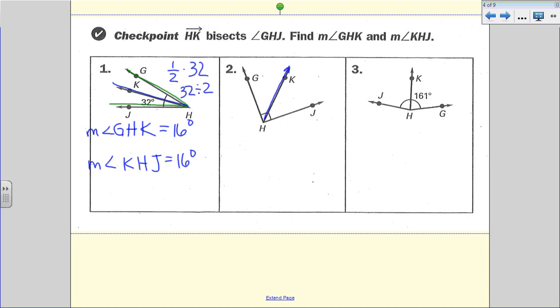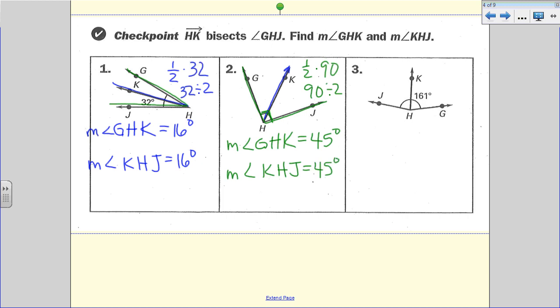HK is the bisector, GHJ is my big angle, and I know it's 90 degrees. So the measure of angle GHK and the measure of angle KHJ is 1/2 times 90, or 90 divided by 2. When we do that, we get two complementary angles that are both 45 degrees. You can always check your answers. Do these add to give you 90? 45 plus 45 does equal 90.